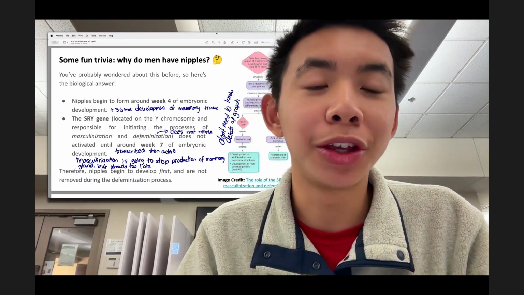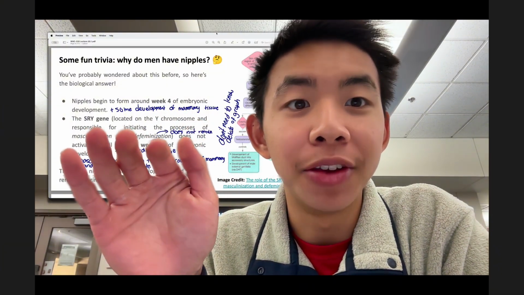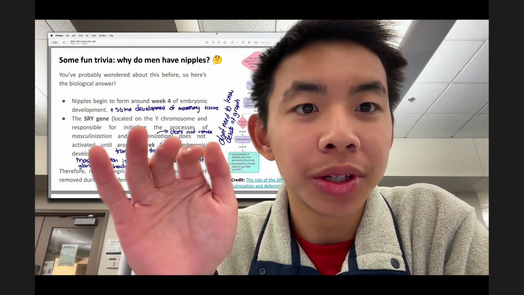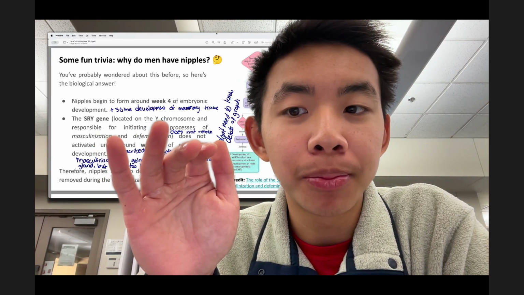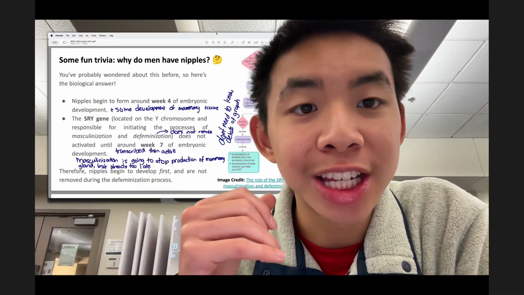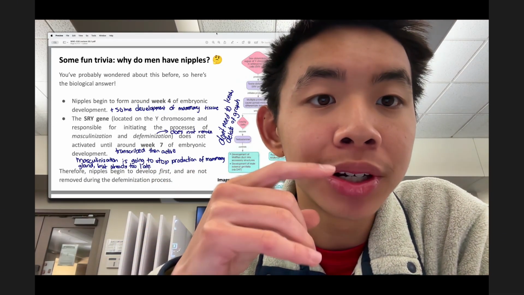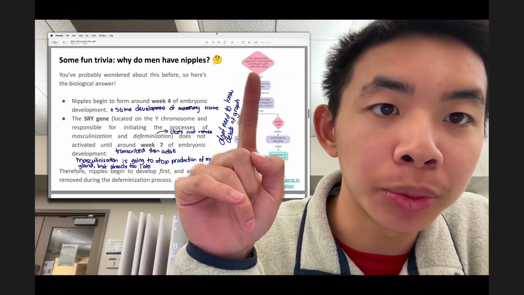So as the baby's developing in the uterus, by week 4, nipples are already forming. This is like default, right? And there's already some development of mammary tissue. However, by week 7, right here, there's going to be an SRY gene. Now the SRY gene is pretty important. And this is over here. The SRY gene is the sex determining region of the Y chromosome.